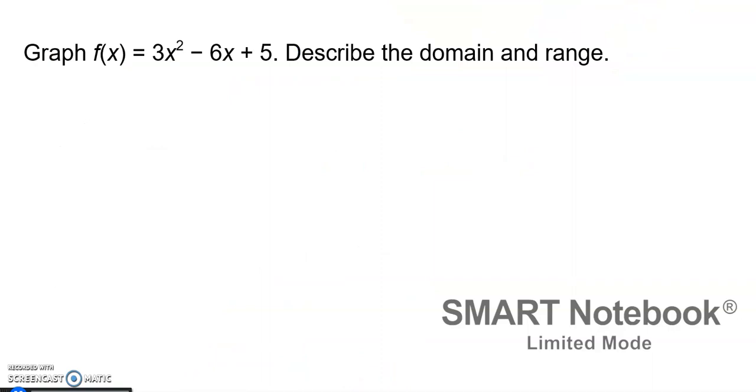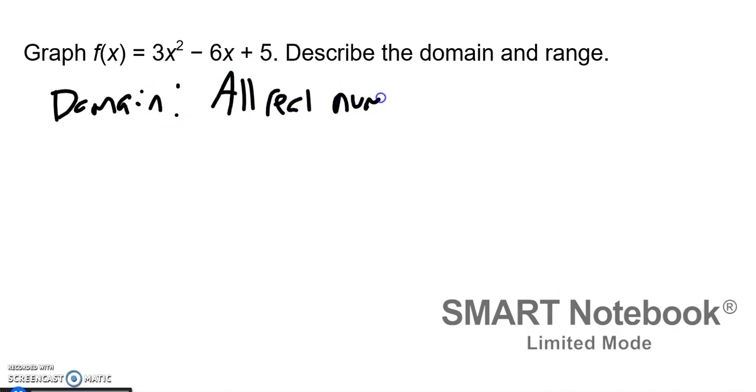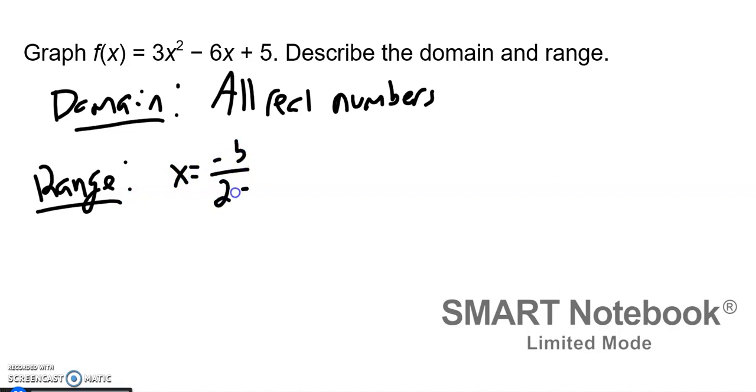So it says describe the domain and range. Again, for the domain, if I'm not given the graph, it's going to be all real numbers. And for my range, I need to find the vertex. So in order to find the vertex, I've got x is equal to -b over 2a. My b value is -6, so it's the opposite of -6. So I get 6 over 2 times 3. So I get 6 over 6, which is 1.